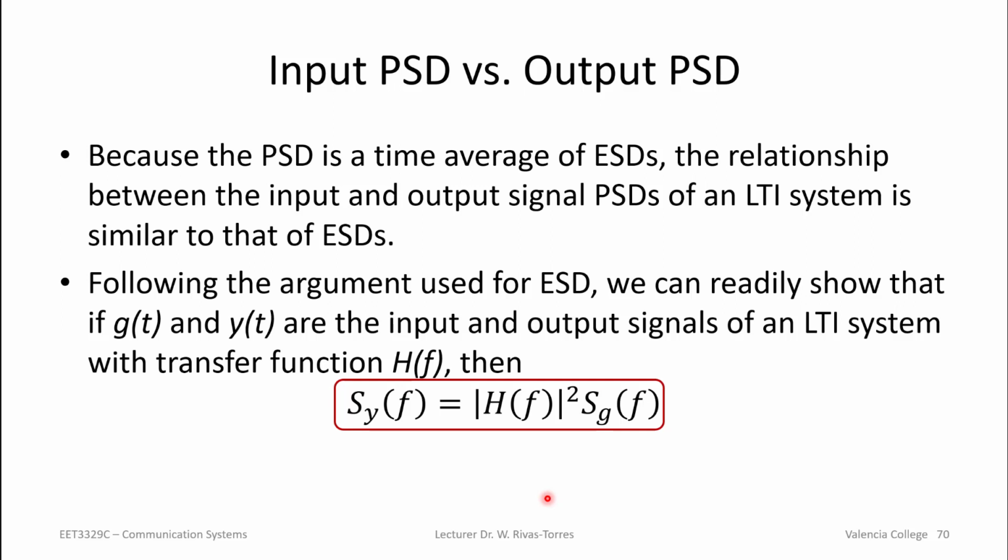The same sort of relationship between the input and the output that we have for energy spectral density holds for linear time invariant systems. We know that the output power spectral density is going to be the transfer function squared times the power spectral density of the input.